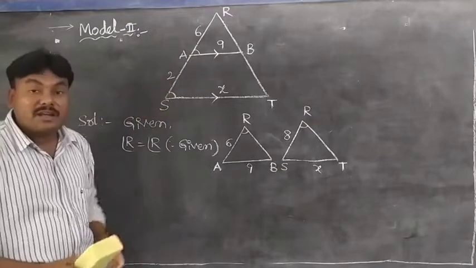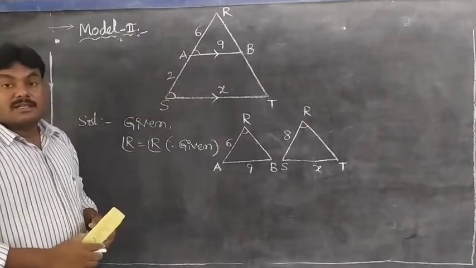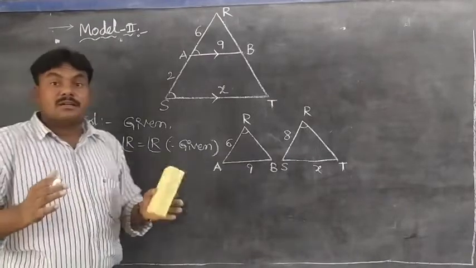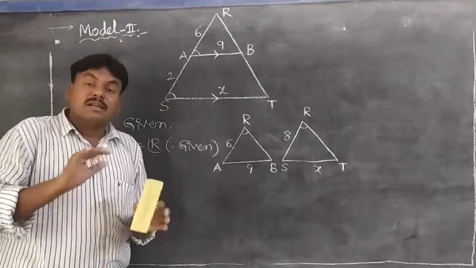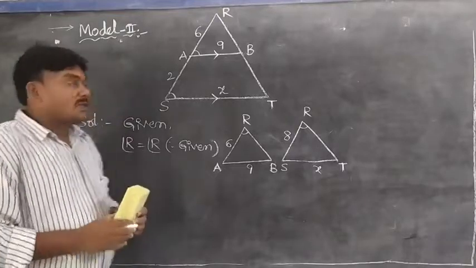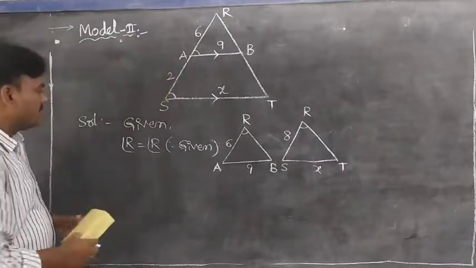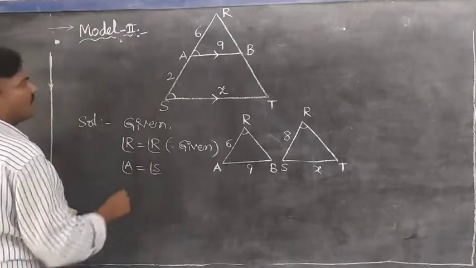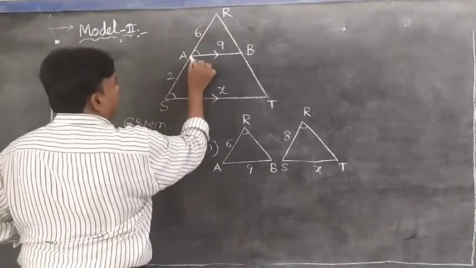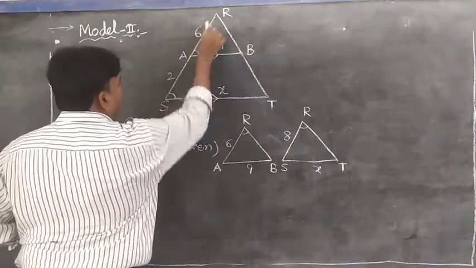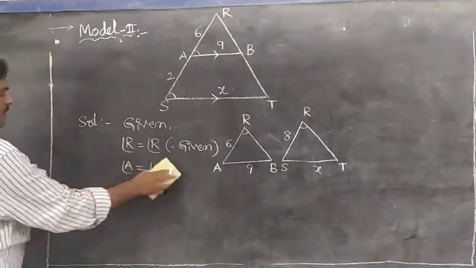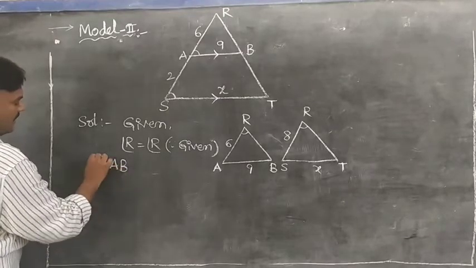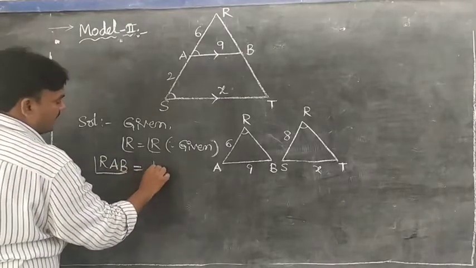Which type of angles are both? Yes, they are corresponding angles. So corresponding angles are equal. We proved the theorem in 9th class, lines and angles chapter. So here corresponding angles are equal. That means angle A equal to angle S, or we can take angle RAB equal to angle RST, no problem at all. So here angle RAB equal to angle RST.